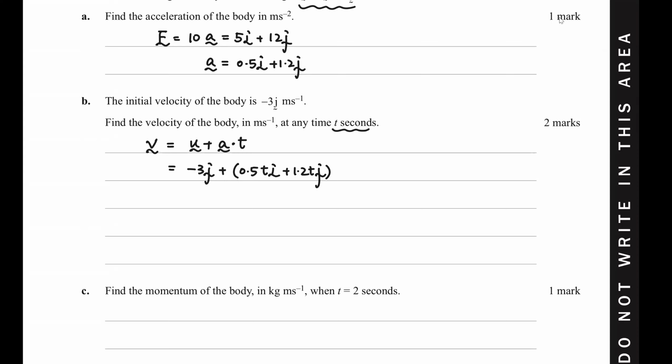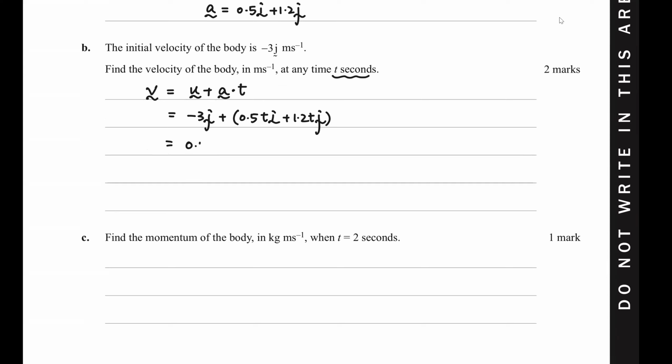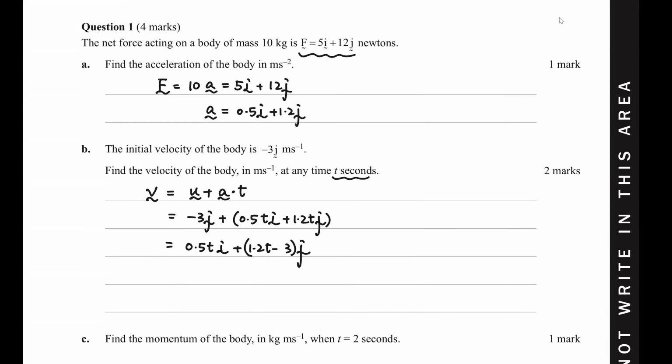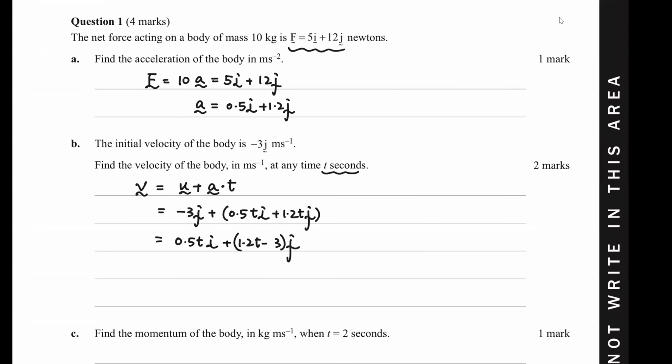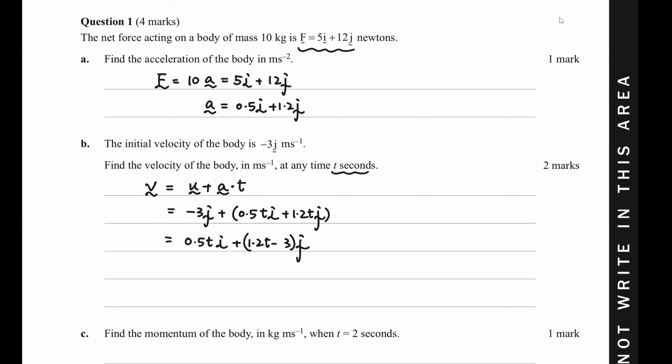And then I just collect the like terms. So I'll be getting 0.5t i plus (1.2t minus 3) j. So this is using the constant acceleration formula. Technically speaking, part A is related to mechanics. It's removed in the current study design. And part C is also removed in the study design. But suppose we have a question giving the acceleration vector at some velocity, you are still expected to find, let's say, the velocity and the displacement by integration or suitable formulae like the constant acceleration formulae.